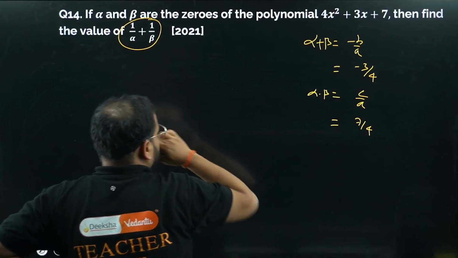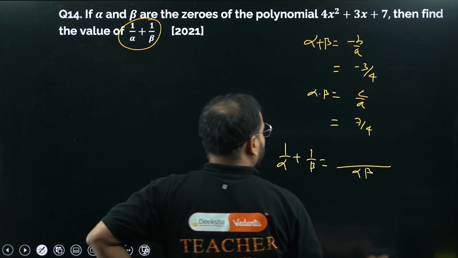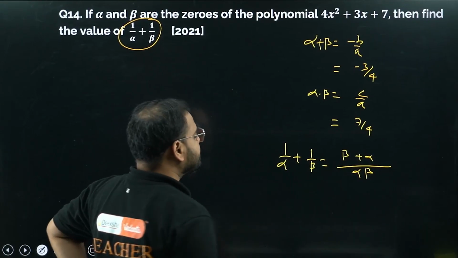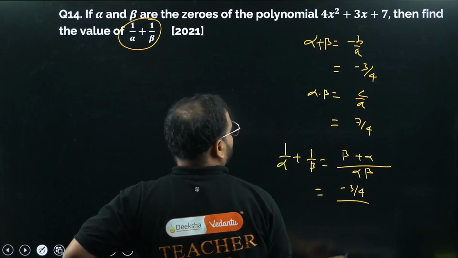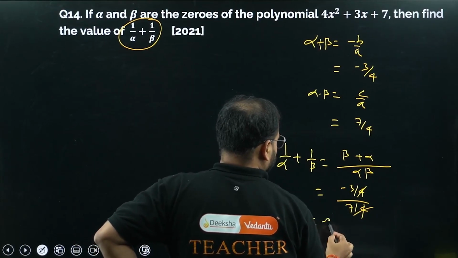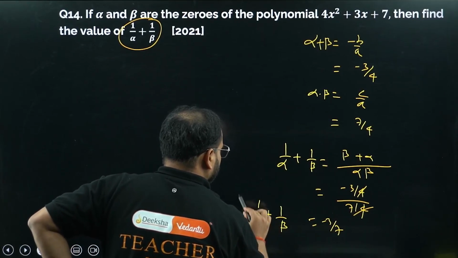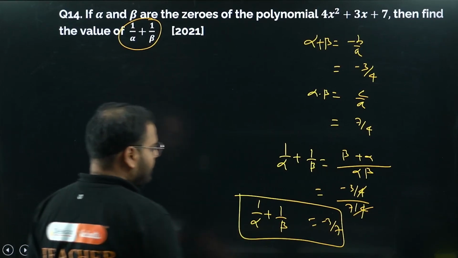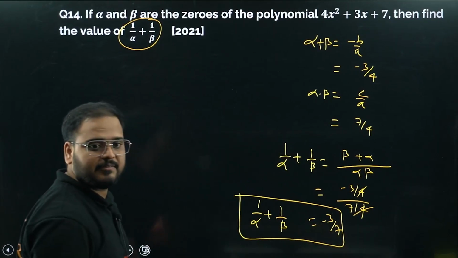Please have a look at what they're asking. They're asking us to find this value: 1 by alpha plus 1 by beta. Take the LCM, alpha into beta, and this is going to be beta plus alpha, by making equivalent fractions. How much is this? Minus 3 by 4. Sum is minus 3 by 4, and product is 7 by 4. Cancel 4 and 4. What do I get? Minus 3 by 7. This is the value of 1 by alpha plus 1 by beta, and that's what they were asking from us. Right? Have a look. Minus 3 by 7.